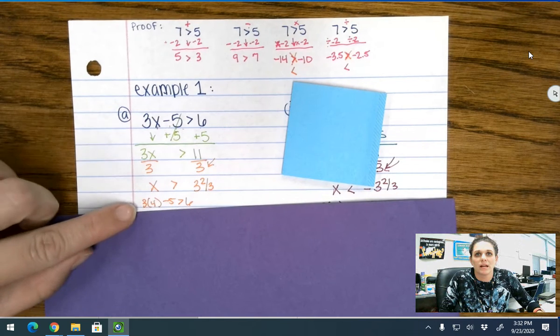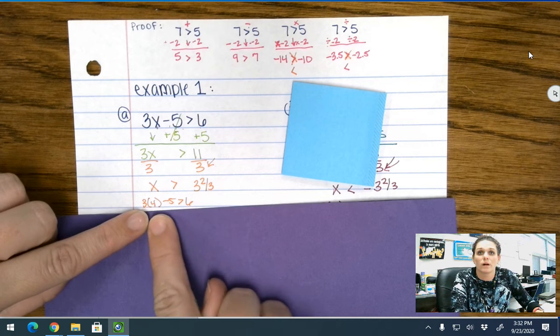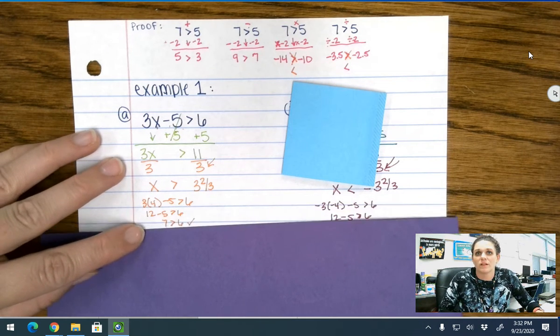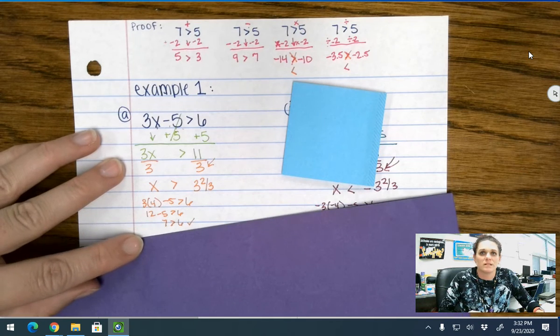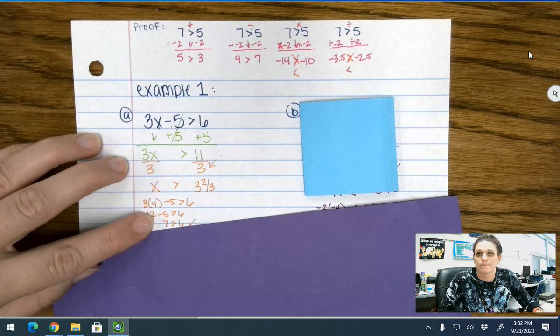I can plug it in. I could say, well, a number bigger than 3.1 or bigger than 3 2/3 is 4. And 3 times 4 is 12. And 12 minus 5 is 7. Yep, 7 is in fact bigger than 6.